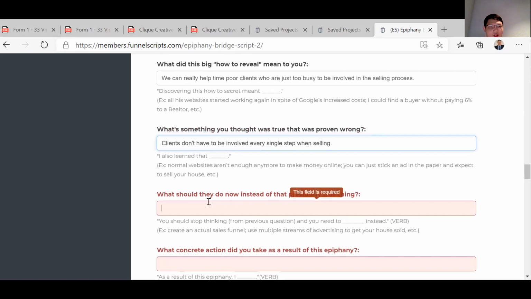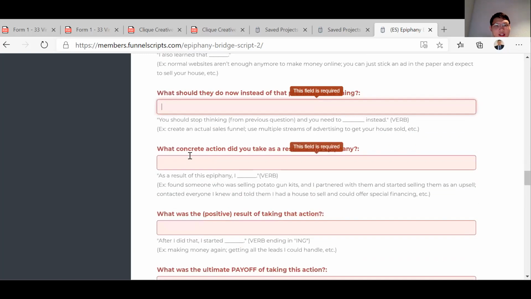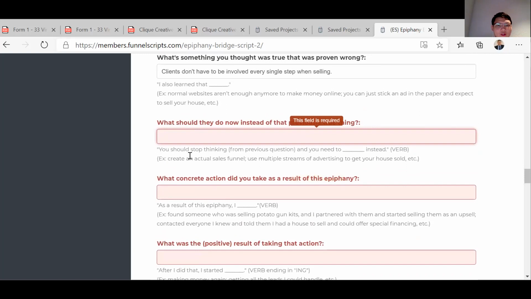Okay, and from the previous question, you need to do it. So basically you are talking to your client, and you feel you should stop thinking about being involved in everything in the process. You have to finish the previous question first. The question is, what should they do instead? Previous two things, that's a question. Now you still have one more question on top. You need to finish.